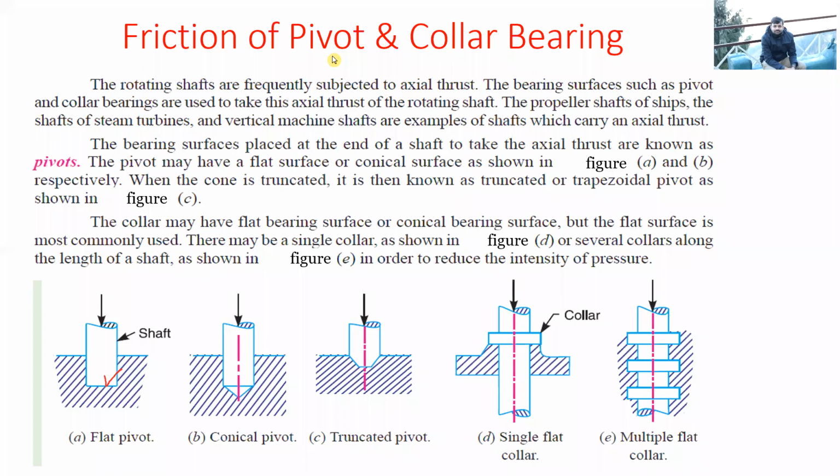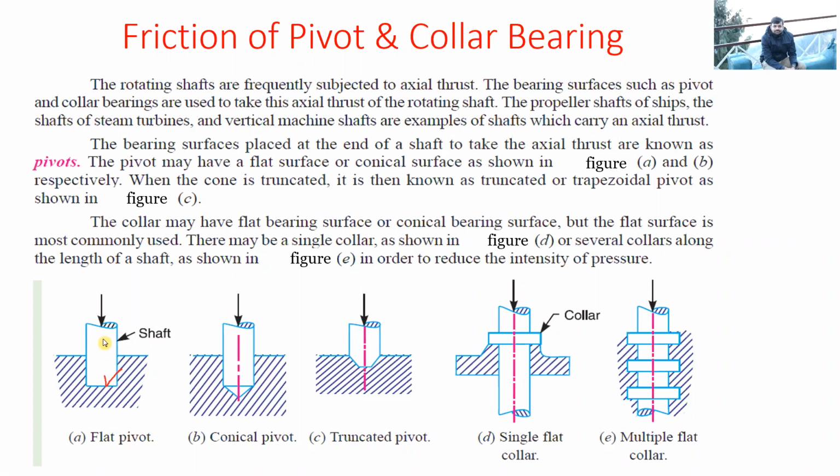Let's quickly understand that. The rotating shafts are frequently subjected to axial thrust. As you can see, these are vertical shafts. In this chapter, we would be studying vertical shafts and hence these bearings. In horizontal shafts, different kinds of bearings are used, which can be of two types, either ball bearing or roller bearing, or they can be hydrodynamic bearing. The design of those kinds of bearing you will study in further semesters in the subject of machine design.